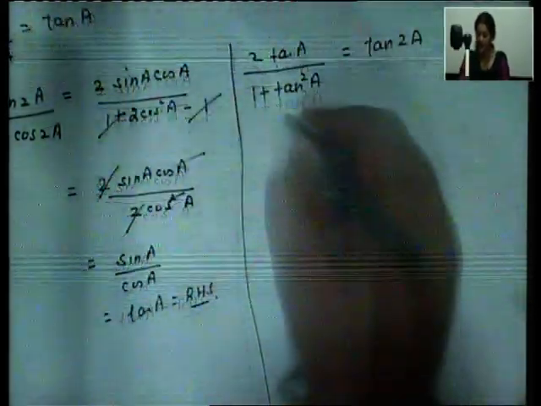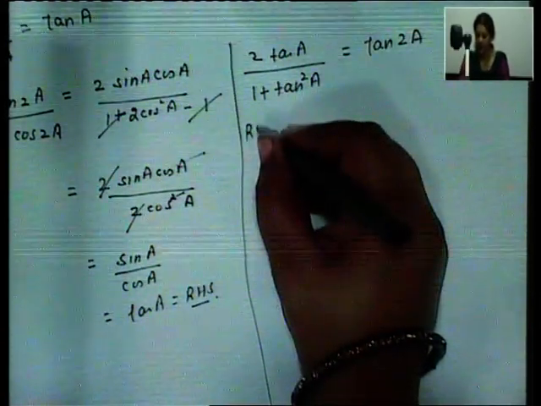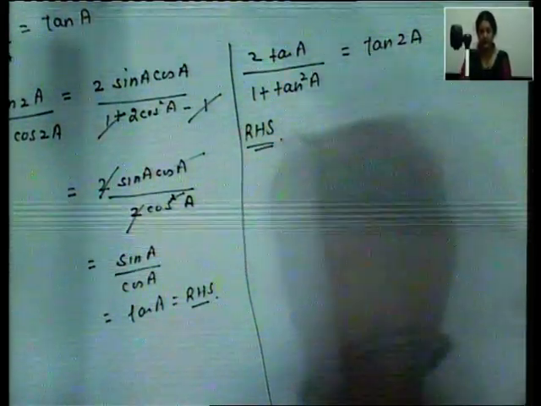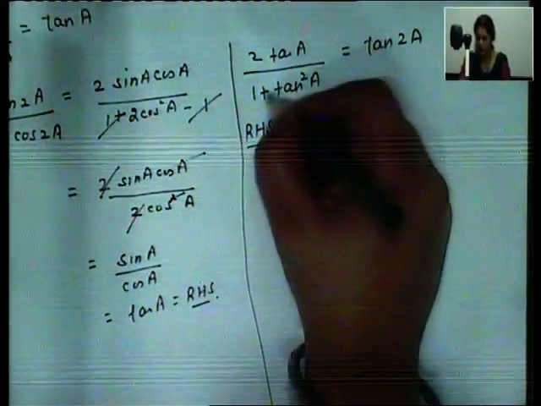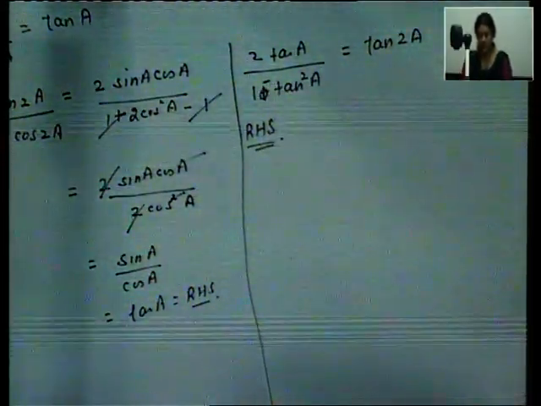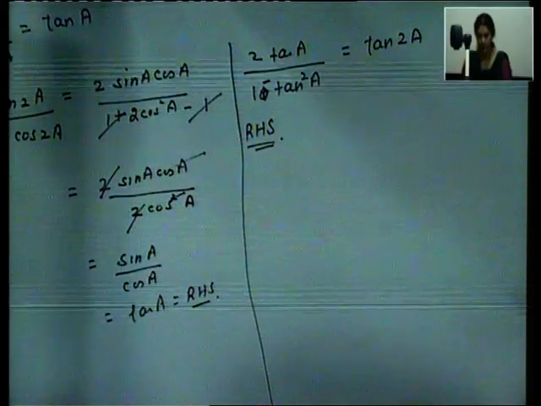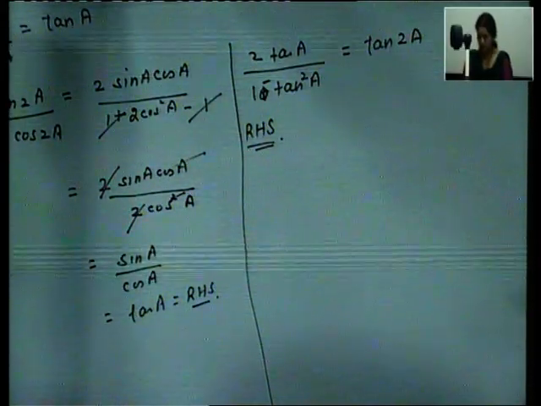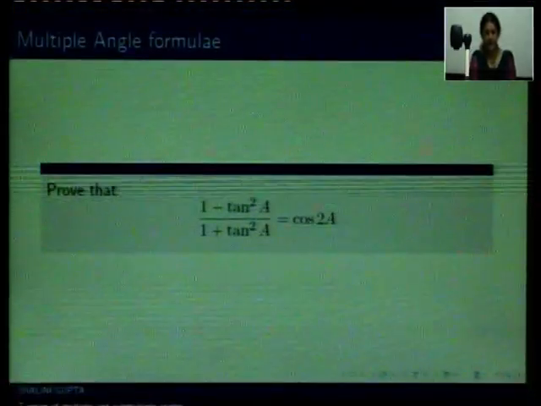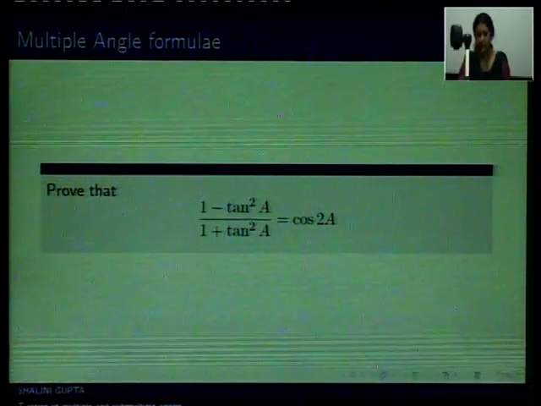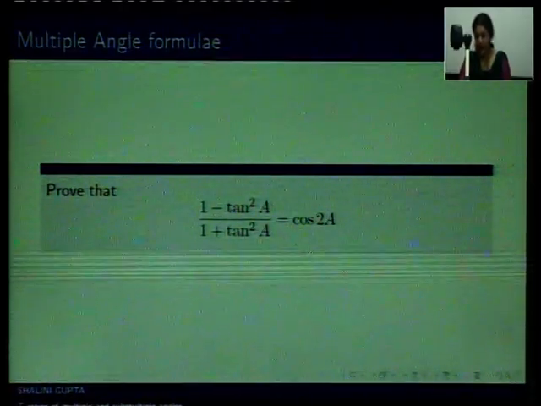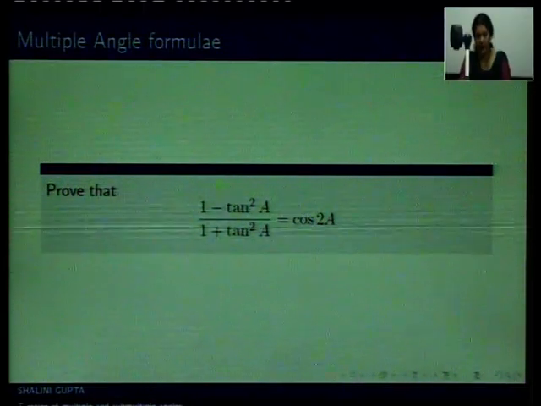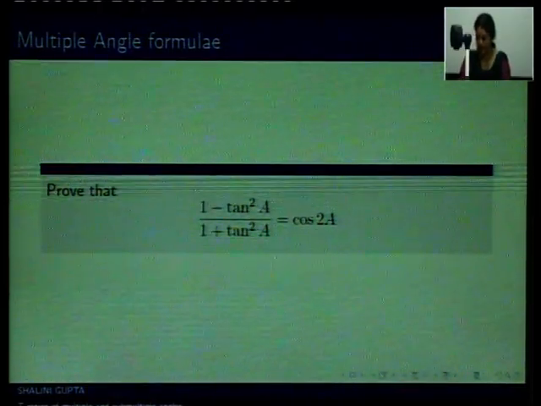So now let's first try to solve the right hand side. 1 minus tan square a. This is the expression, okay. No need to solve this, sorry. This is easy to do. Now let's try to solve this: 1 minus tan square a upon 1 plus tan square a is equal to cos 2a.